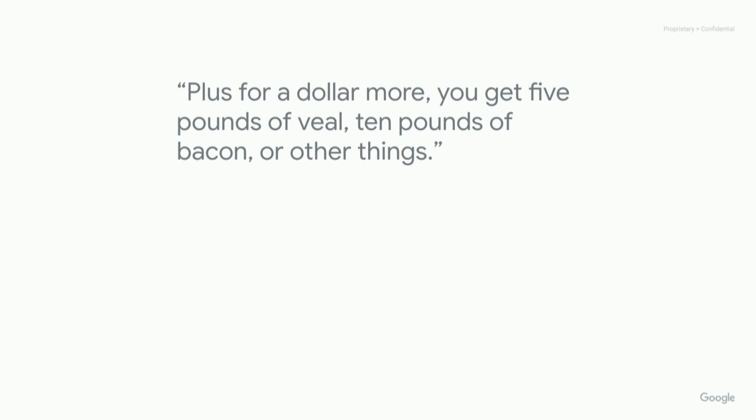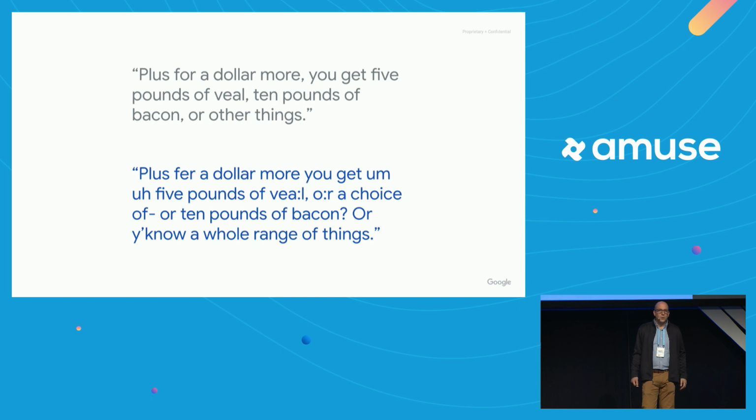The sentence you're seeing up here comes from a corpus of transcriptions that were done back in the 1970s by Gail Jefferson, who is a psycholinguist and a conversational analyst. And this is just one example among a huge corpus. Two people talking, and one saying, plus for $1 more, you get 5 pounds of veal, 10 pounds of bacon, or other things. But that's not really what the transcription showed. What the transcription showed looked more like this. Plus, for $1 more, you get 5 pounds of veal, or a choice of, or 10 pounds of bacon, or a whole range of things.